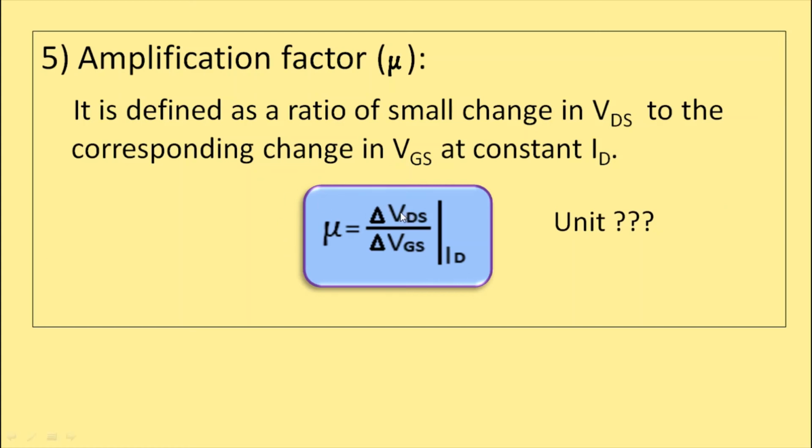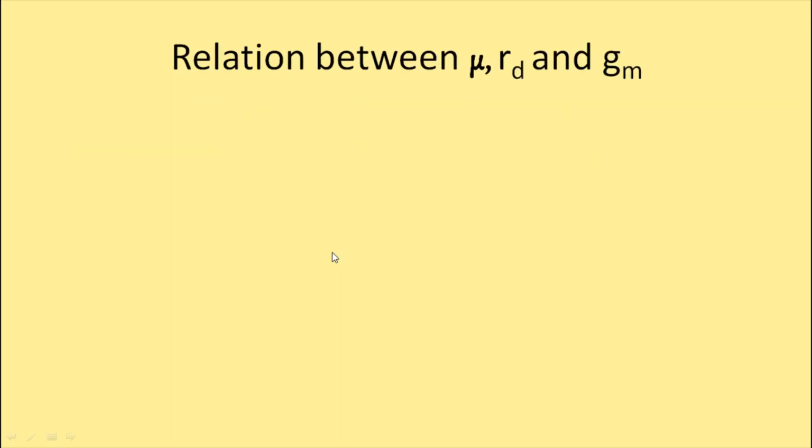It is a ratio of voltage by voltage, hence mu is just a number, it has no unit. Now let's come to one important part of this particular chapter, that is the relation between mu, RD and GM. Students, I just now told you that mu is nothing but the ratio of change in the drain to source voltage to the corresponding change in the gate to source voltage.